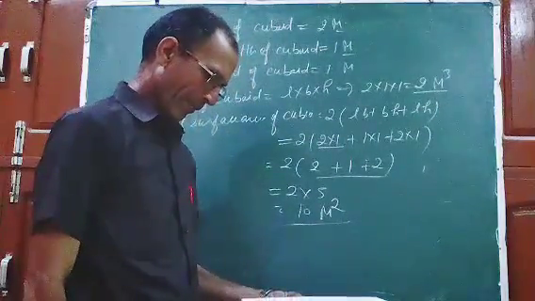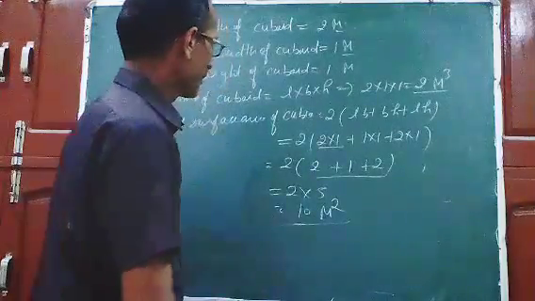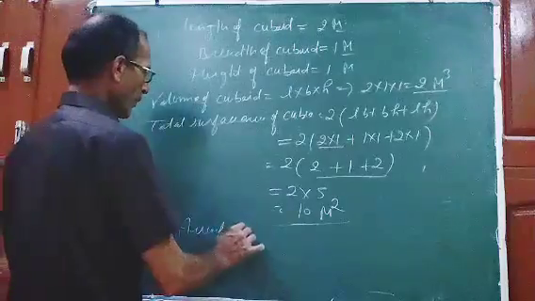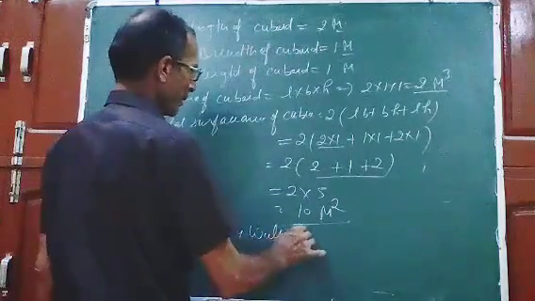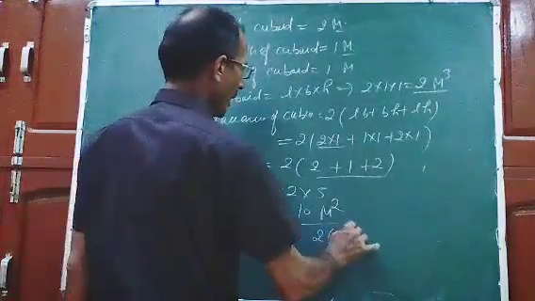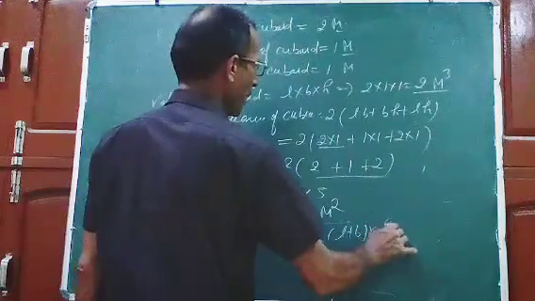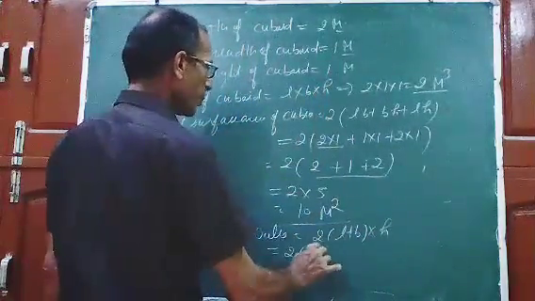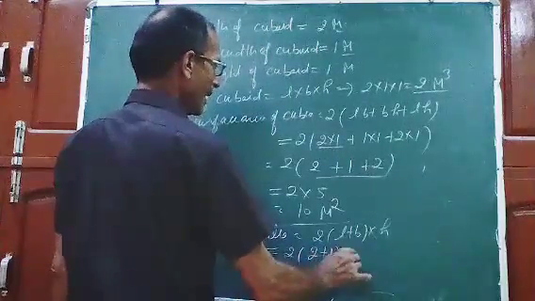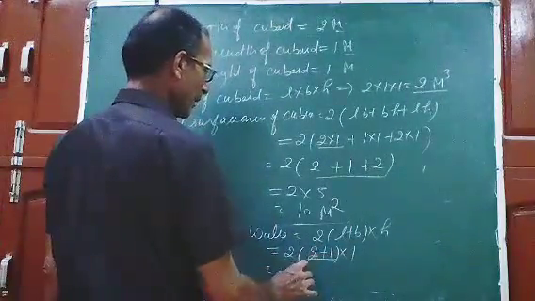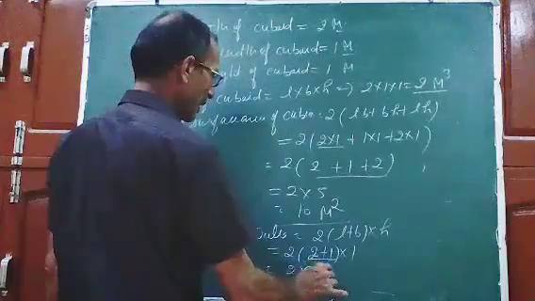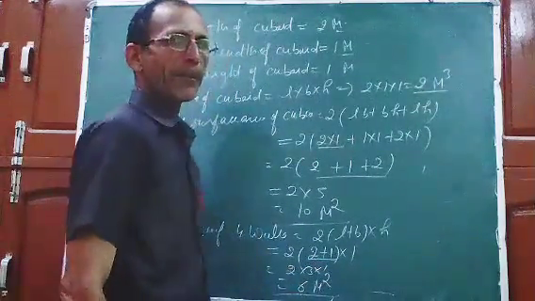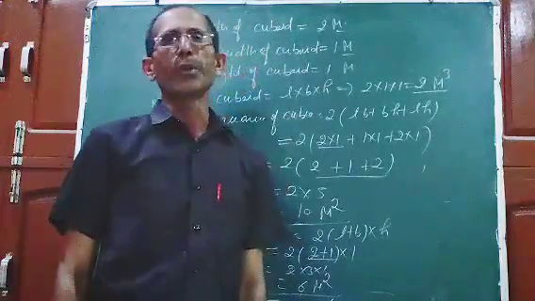Now next is the area of 4 walls. Area of 4 walls is 2 into (length plus breadth) multiplied by height. So 2 into, what is length? Length is 2, breadth is 1 and height is 1. So 2 plus 1, 3. 2 multiplied by 3 by 1. So 6 square meter. So this is the total surface area of 4 walls.